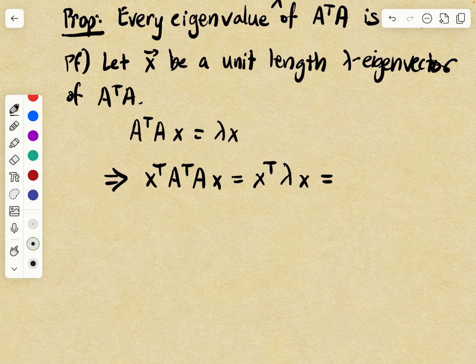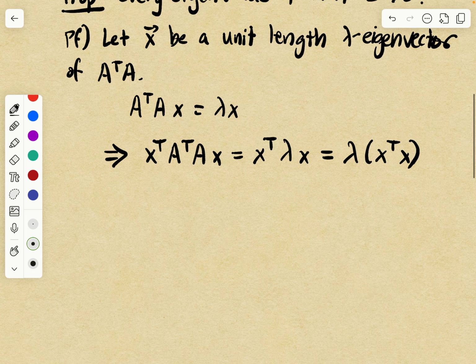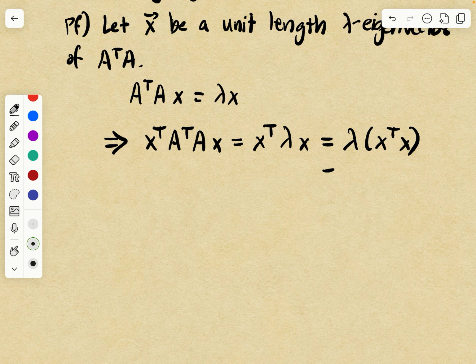Now I can pull out the lambda from the x transpose lambda x and get lambda times x transpose x. Well, x transpose x is just the length of x squared, right? It's the squared length of x. It's the dot product of x with itself. And so this is going to be lambda because x has unit length. Unit length implies that x transpose x is equal to 1. So it's lambda times 1, which is lambda.